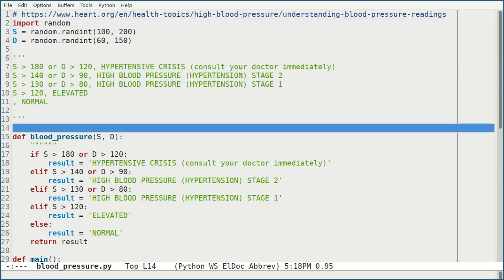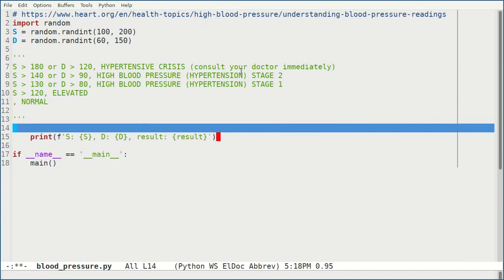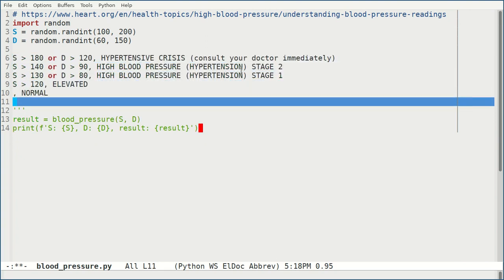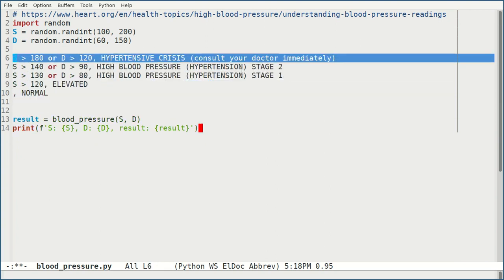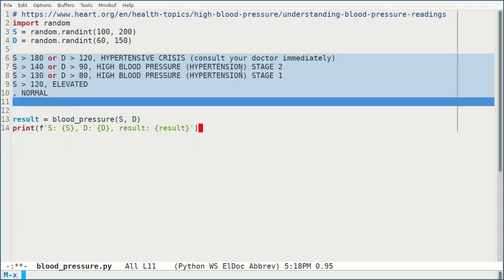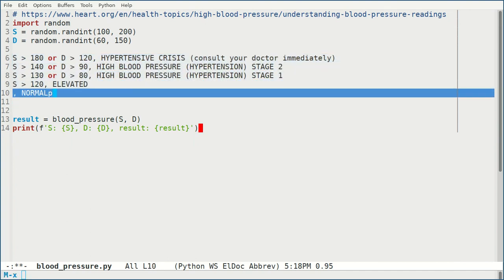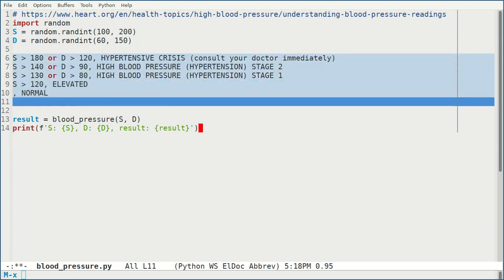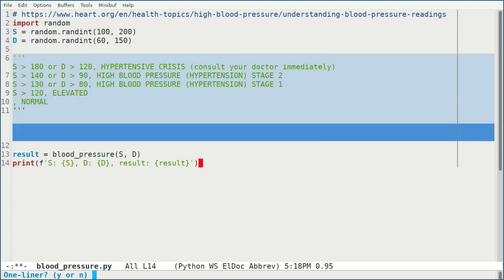Okay, now I'll remove everything and make a one liner. Highlight everything. So yeah, one liner.